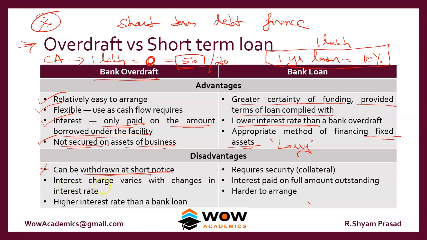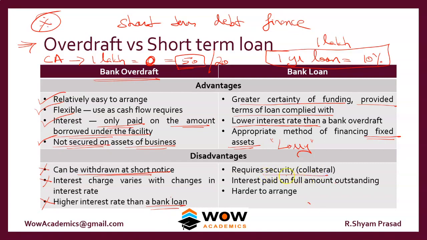The interest rate charged varies with changes in the interest rate. So the interest rate keeps changing as the market rate fluctuates, and it always has a higher interest rate compared to a bank loan. So what are the disadvantages of a bank loan?